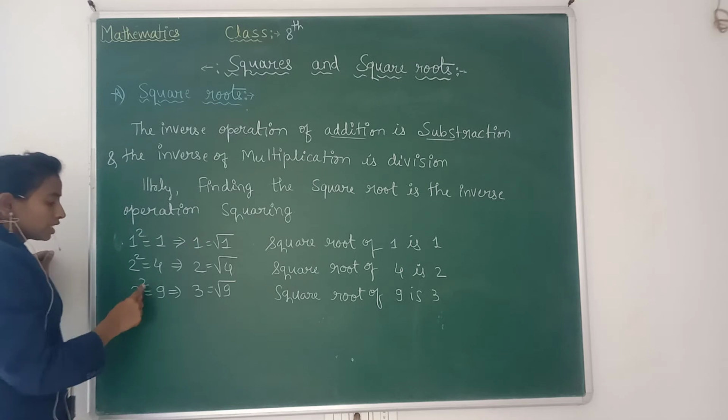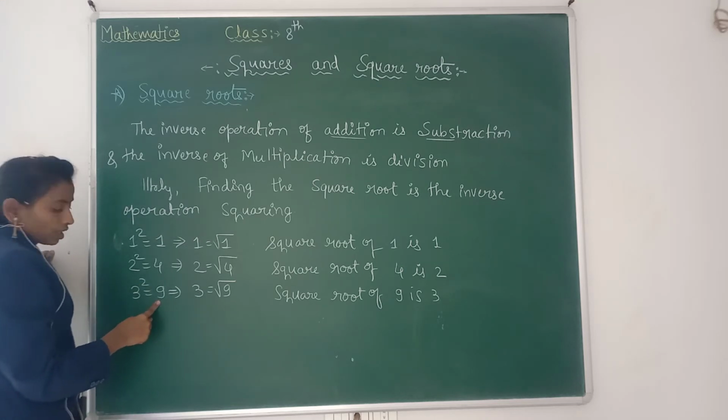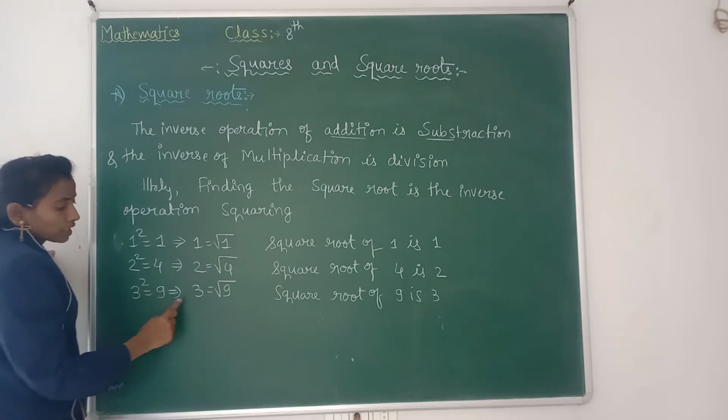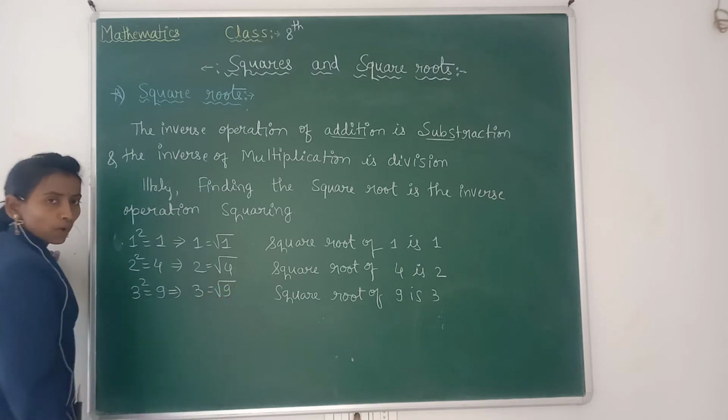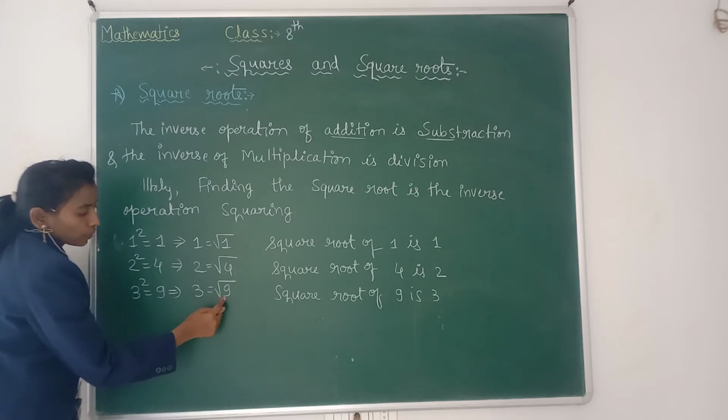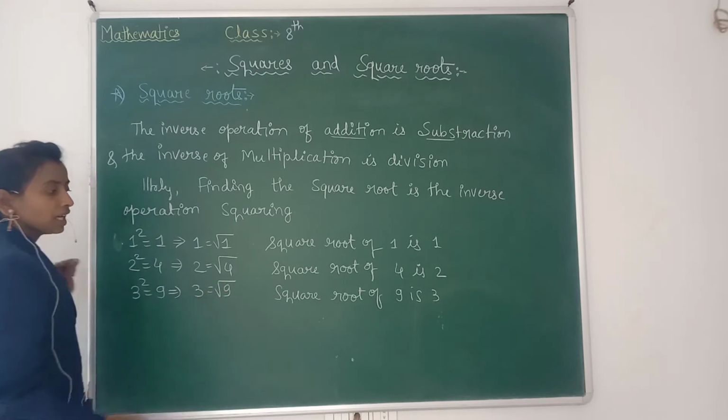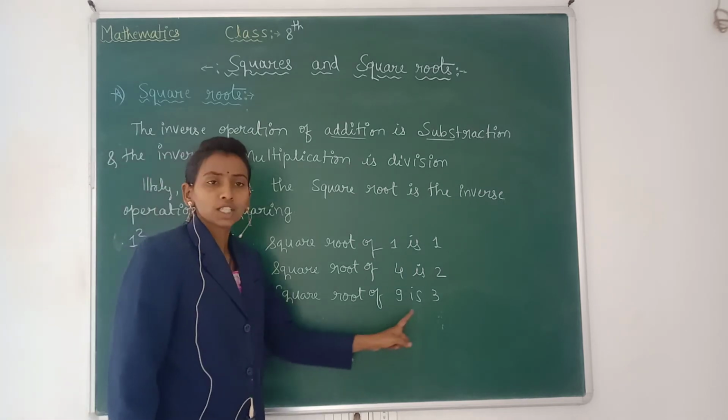Again here, 3 square is equal to 9. When the square crosses the equal sign, it takes the square root position. Square root of 9 is 3. Like that we are writing the square roots.